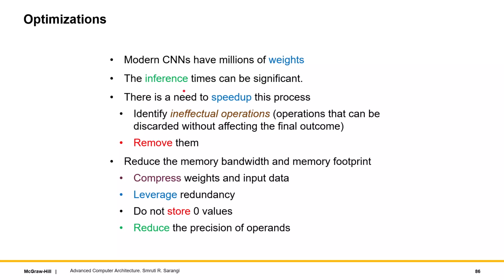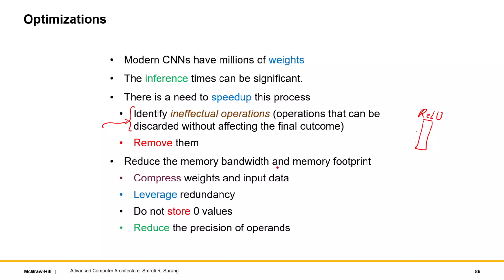Hence, there is a need to substantially speed up this process, which basically means identifying operations that are ineffectual, in the sense that you can happily discard them without affecting the final outcome. What kind of operations would they be? Well, any multiplication with a zero, the output is zero, so you don't actually have to multiply it, right? Similarly, if you know that the outputs of a certain region are going to be negative and there's a ReLU layer after that, then you can directly set them to zero because that's exactly what ReLU does: if a value is negative, it is converted to zero.